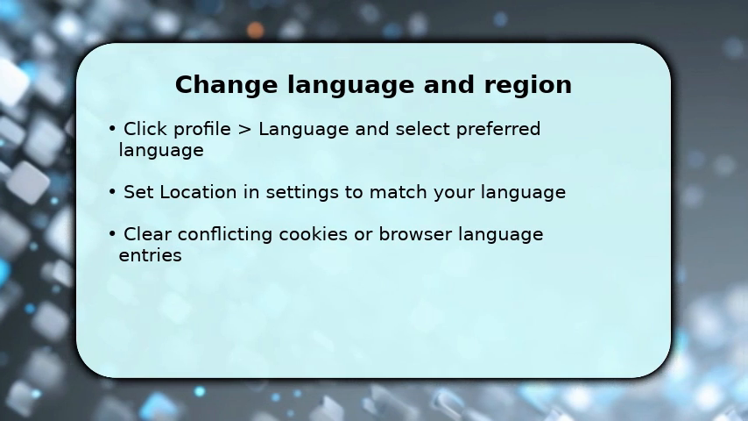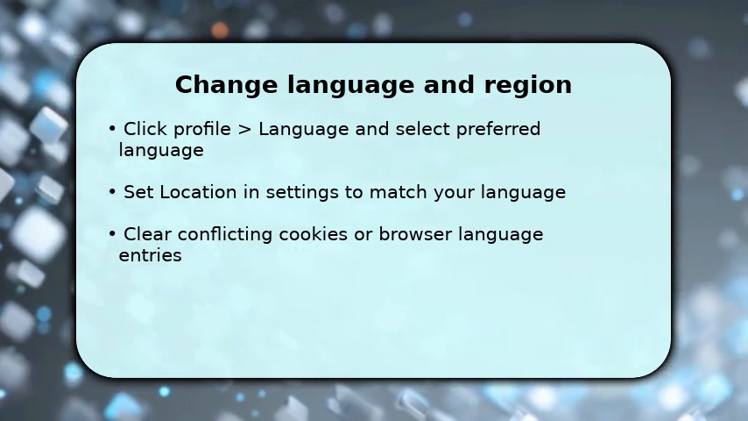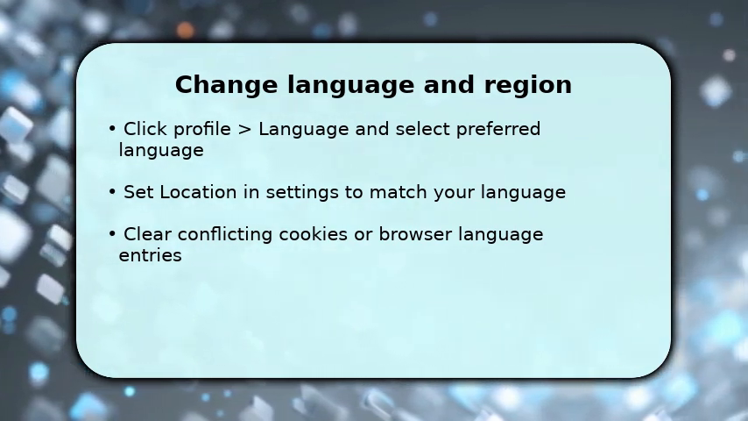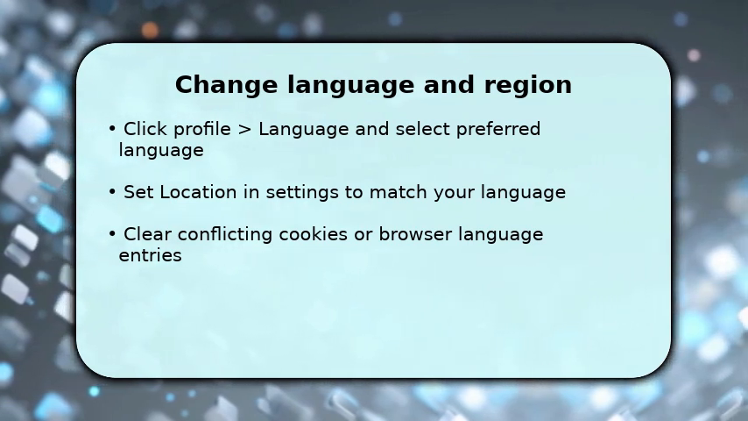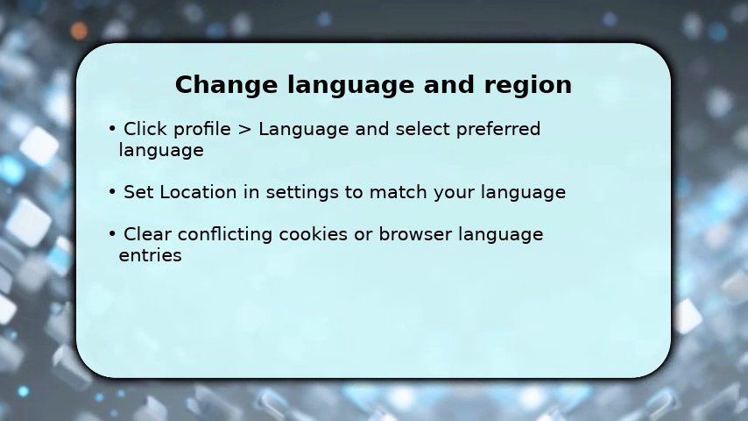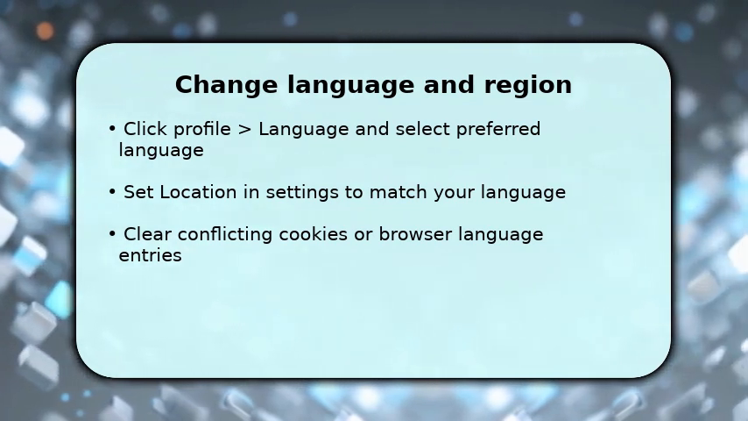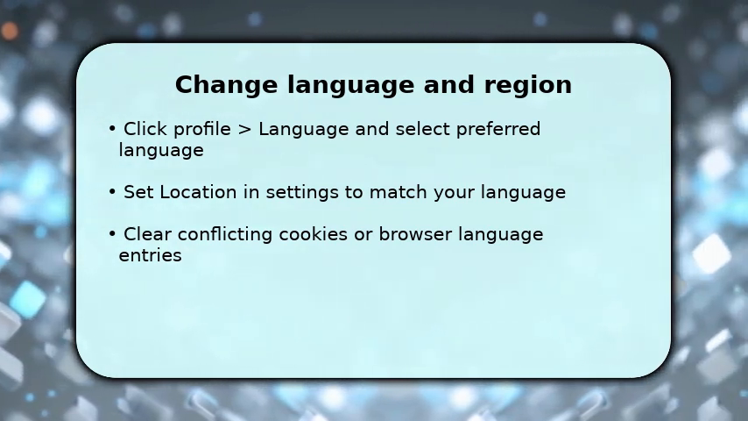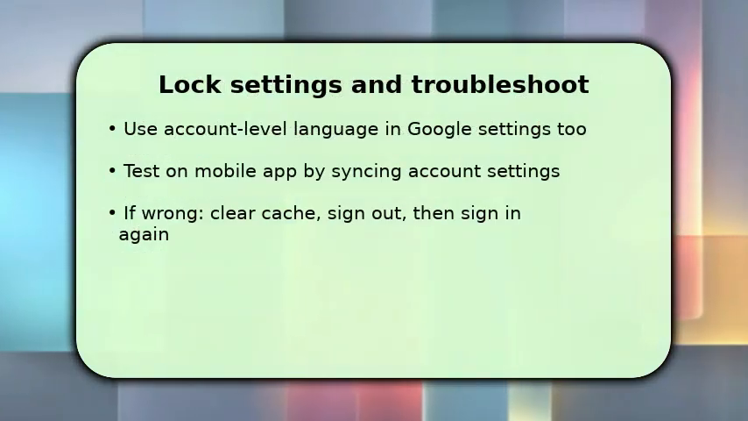If you've previously used a different locale, clear YouTube cookies or change your browser's preferred languages list to prioritize your new choice. Once done, reload the page so the selection takes effect across the site and all sessions. Finally, enforce the preference by updating language in your Google account settings.